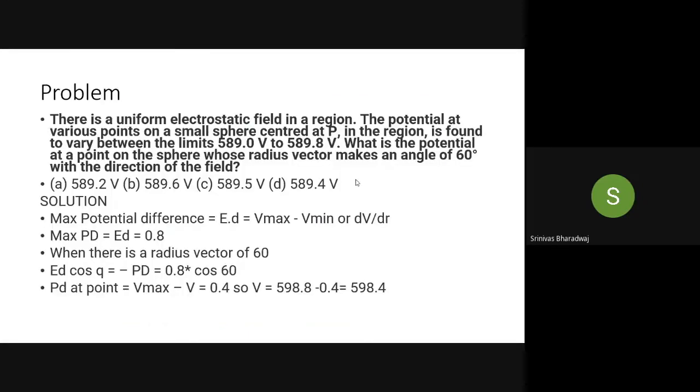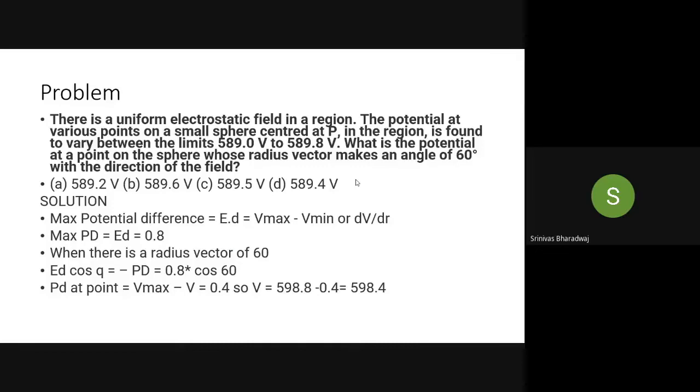So there is a uniform electric field in a region. The potential at various points on a small sphere centered at P in the region is found to vary between these two values. What is the potential at a point on the sphere whose radius vector makes an angle of 60 degrees with the direction of the field? So there is a uniform electrostatic field in a region. What does that mean? That the electric field is constant in the region. The potential at various points on a small sphere in the region is found to vary.